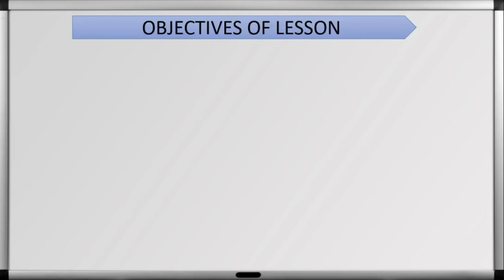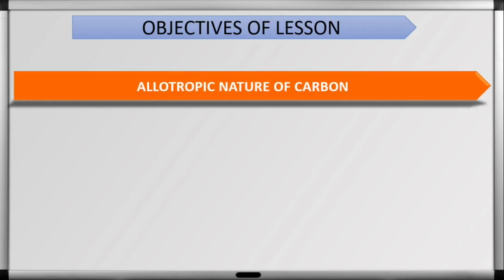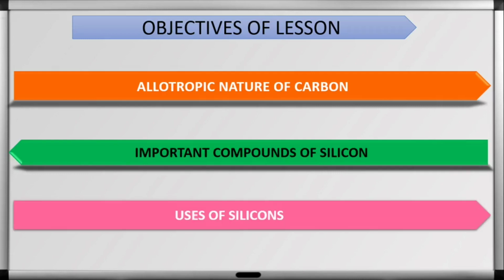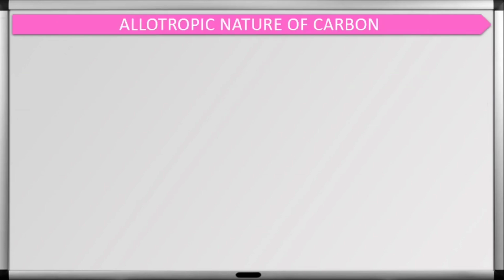So today we look first of all at the allotropic nature of carbon. After that we look at the important compounds of silicon, and the last point of the 7th lecture is the uses of silicones. Okay, so now first of all we look at the allotropic nature of carbon. We already looked at it in the previous lecture also.